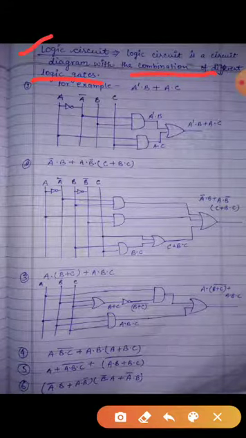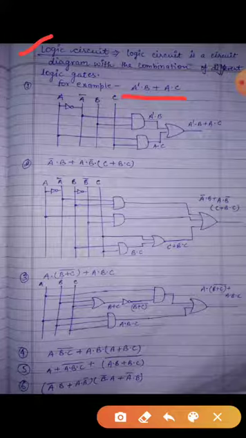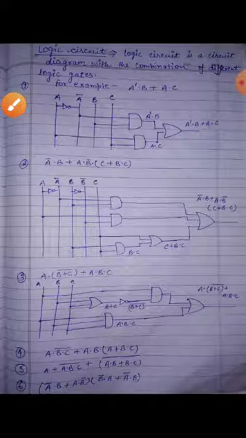जब बहुत सारे लॉजिक गेट्स को एक साथ कनेक्ट करके कोई सर्किट बनती है, that is called a logic circuit. For example, you can see here A bar dot B plus A dot C. How will you draw it? Simple. First find out how many variables are given. A and A bar are one variable only. So A, B, C, three variables are given.